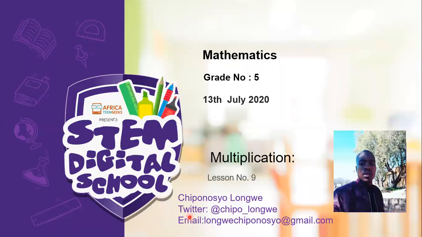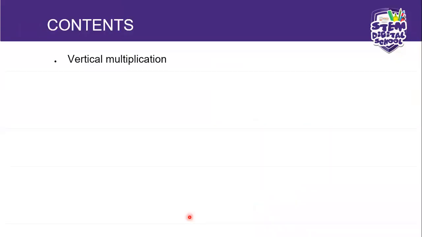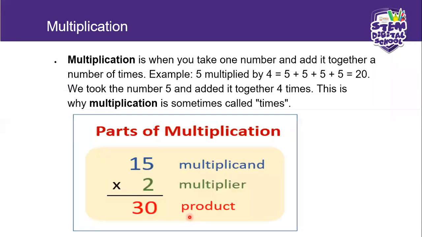But besides that, let us get into it. So we're looking at the vertical method of multiplication. When we speak about multiplication, it is when you take one number and add it together a number of times. For example, I have here 5 multiplied by 4. It means that the 4 stands for the number of times that I'm going to be adding the 5. So it's 5 plus 5 plus 5 plus 5. If I count in 5s, it's 5, 10, 15, 20. We took the 5 and added it together 4 times.